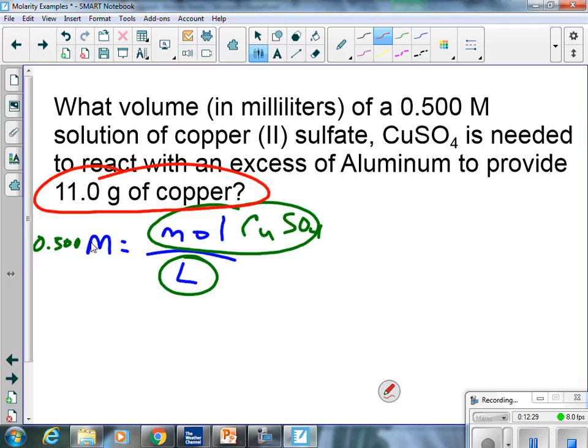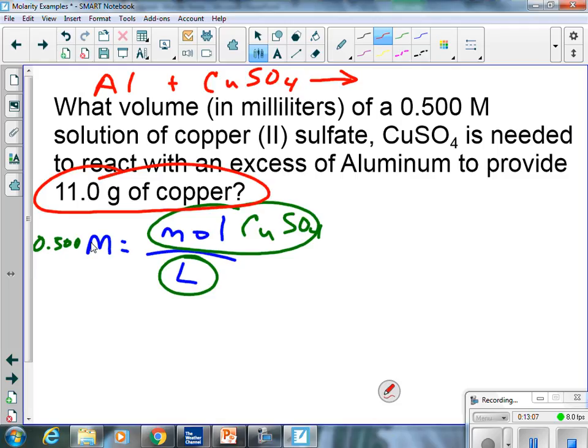Haven't we discussed going from mass to moles in stoichiometry? What do we need to have to do stoichiometry? A balanced chemical equation. So, what am I reacting? Aluminum plus copper 2 sulfate. What kind of a reaction am I dealing with here, folks? A single replacement. Will aluminum replace copper? What do I need to check?